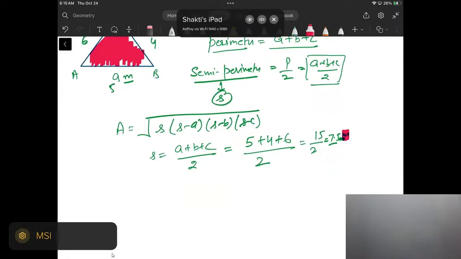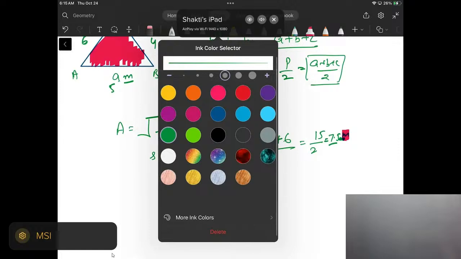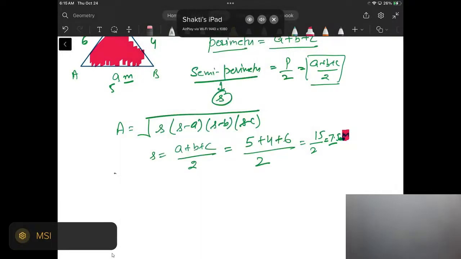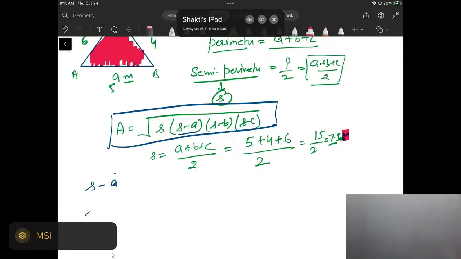Now let's move to the solution for the area. We already know the formula, and we computed S. Now we need to compute S minus a, S minus b, and S minus c. Here we have 7.5 minus 5, then 7.5 minus 4, and 7.5 minus 6. So here it is 2.5.